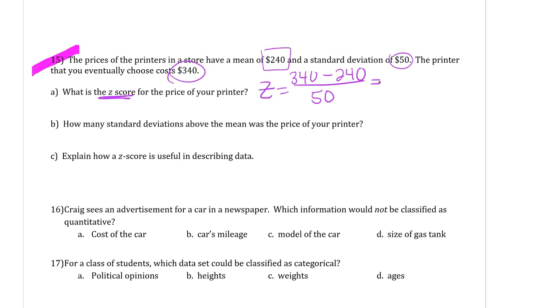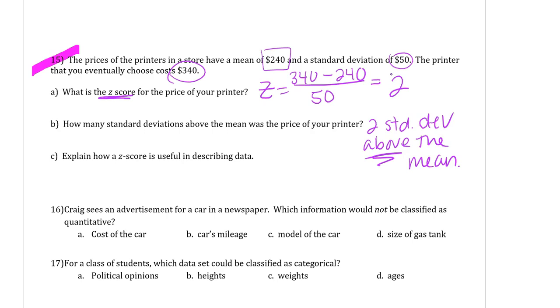So when I calculate this, I actually end up getting 2. So that means my printer is 2 standard deviations above the mean. Can a z-score be negative? Absolutely. If this was a negative answer, that would mean that it's below the mean by 2 standard deviations.